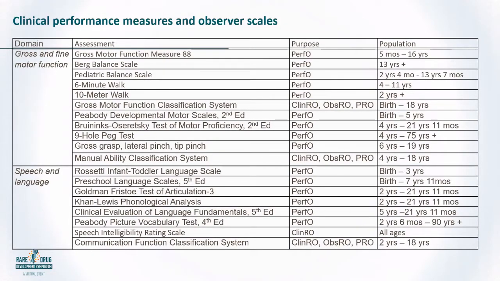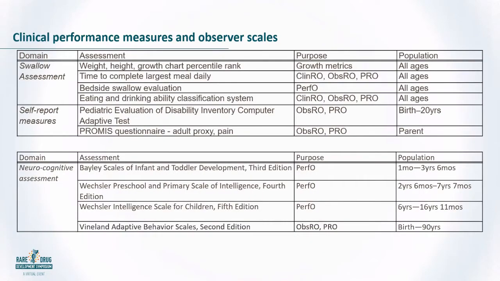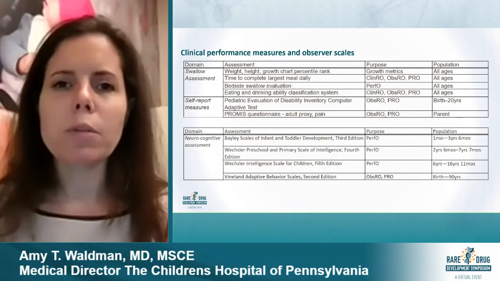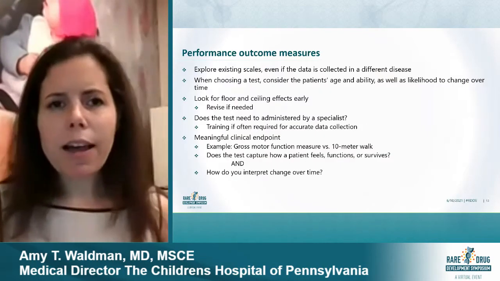So we did some performance measures, some clinician reported measures, like a clinician reported outcome that I score, an observer reported outcome, and a patient reported outcome. So I could score people, the family or caregiver could score them, and patients themselves could score themselves. We put our patients through a very long list of scales. We did swallow assessments, self-report measures, and neurocognitive assessments. And this is my last slide.